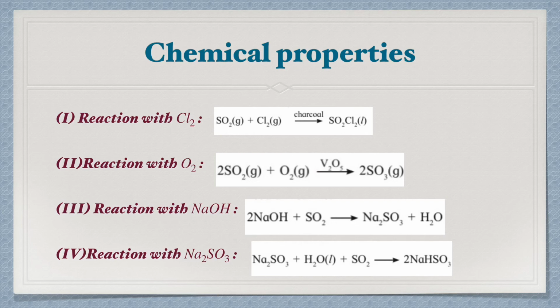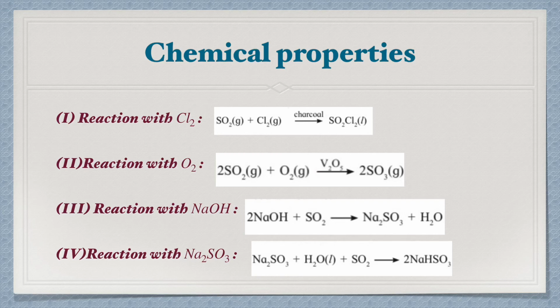Second one, reaction with O2. Sulfur dioxide is oxidized by dioxygen in the presence of vanadium oxide to form sulfur trioxide. So the reaction is very simple. 2SO2 plus O2 in the presence of V2O5 will give me 2SO3.